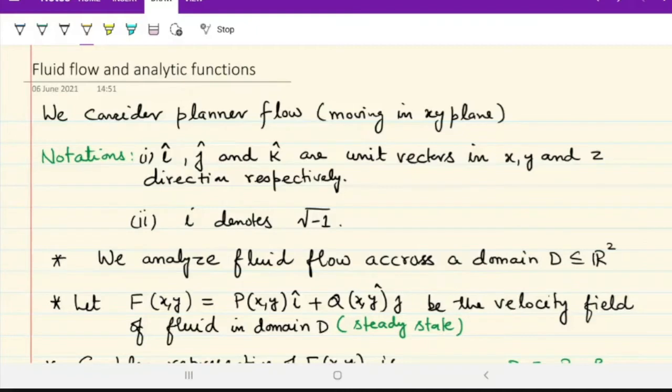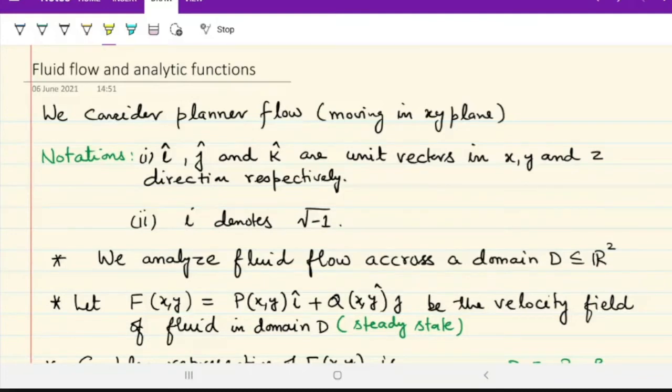In this video, we'll talk about the relation between fluid flow and analytic functions. So we will be considering planar flows. That means we'll be assuming that our fluid is flowing through the XY plane. This is because we'll be talking about functions defined on a domain in the complex plane, since it's a two-dimensional plane. So that's why we are restricting ourselves to planar flows.